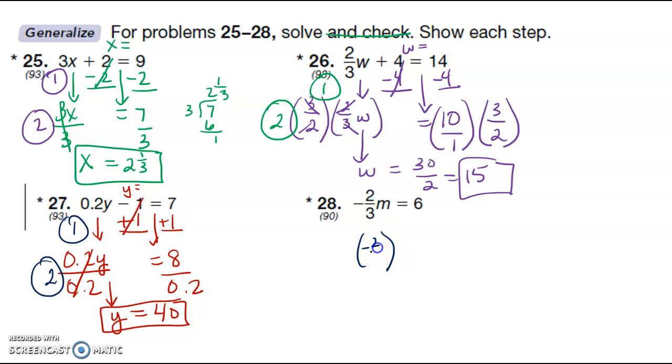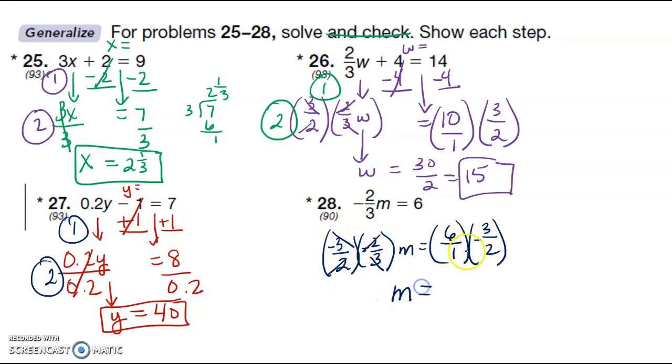So I have negative 2/3 m is equal, I'm going to put 6 over 1 since I'm going to have to multiply by a fraction here. This is going to be negative 3 over 2. And this is going to be negative 3 over 2. And the reason that I make it negative is that a negative times a negative is a positive. So the 2's cancel and the 3's cancel, and I have m is equal to 6 times negative 3 over 1 times 2, which is negative 18 over 2, which is negative 9.